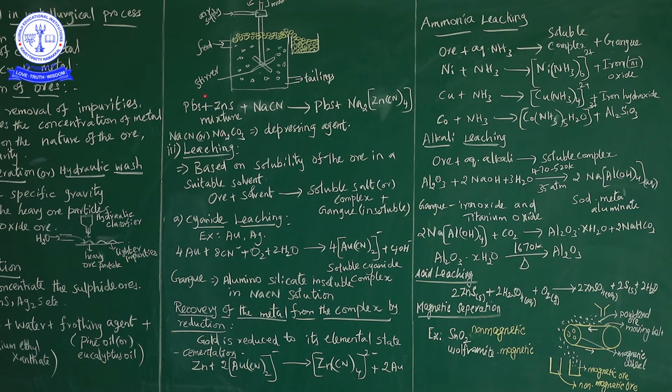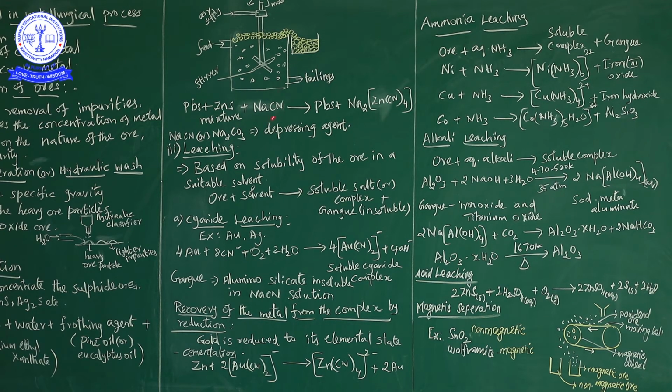When a sulfide ore contains lead sulfide and we concentrate it, the zinc sulfide interferes in this process. To avoid the zinc sulfide coming to the froth, we add a depressing agent such as sodium cyanide or sodium carbonate. Any one of the depressing agents can be used.